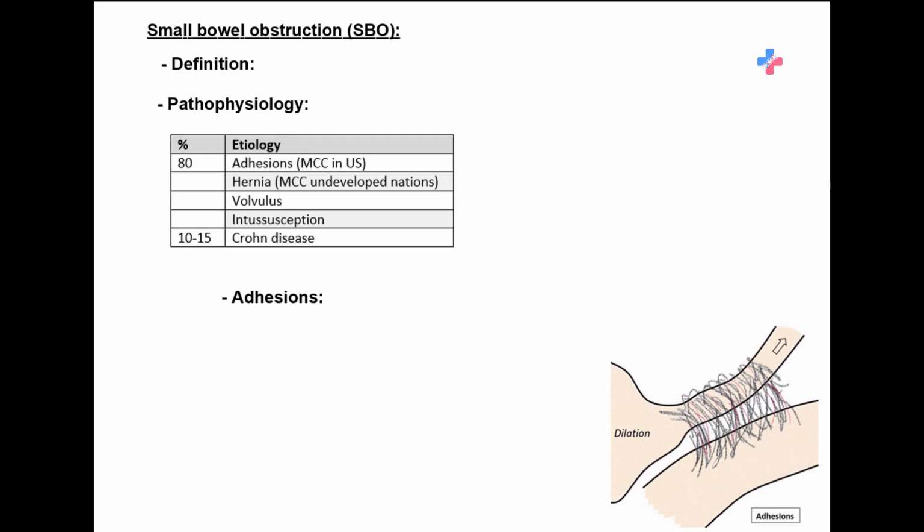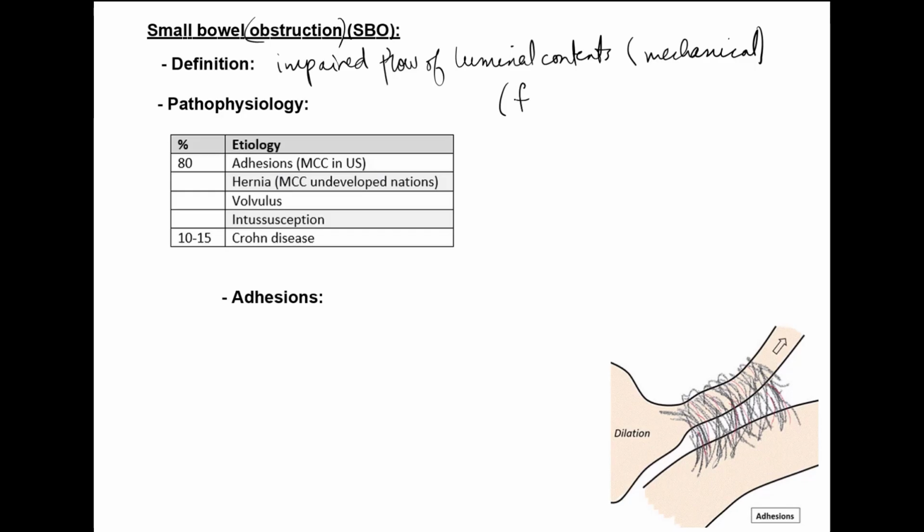Small bowel obstruction centers on the word obstruction, which in the broadest sense is any impaired flow of the luminal contents. In common usage, obstruction is usually reserved for mechanical pathology. Failure of flow due to functional causes is usually referred to as ileus.